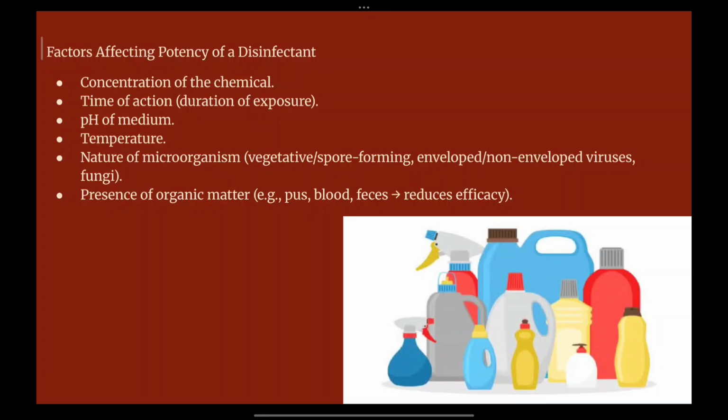Nature of microorganisms, whether it is a vegetative form or a spore-forming form, whether it has a capsule, whether they are enveloped or non-enveloped viruses, or fungi. These natures of microorganisms will also be dependent upon the action of the disinfectant that is going to kill them. The presence of organic matter, such as pus, blood or feces in the region of disinfection, can also reduce the strength of the disinfecting power.